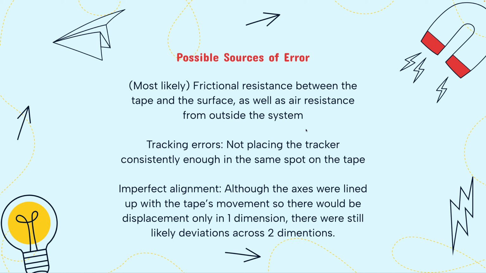There are other things like tracking errors. Maybe I didn't put the tracker in the same spot on the tape every time, or the imperfect alignment. Even though I aligned the axes to be pretty much aligned so it would only move in one dimension, there was likely still some deviation across 2 dimensions, which may have caused certain velocity decreases that wouldn't have been there if it only moved in 1 dimension.